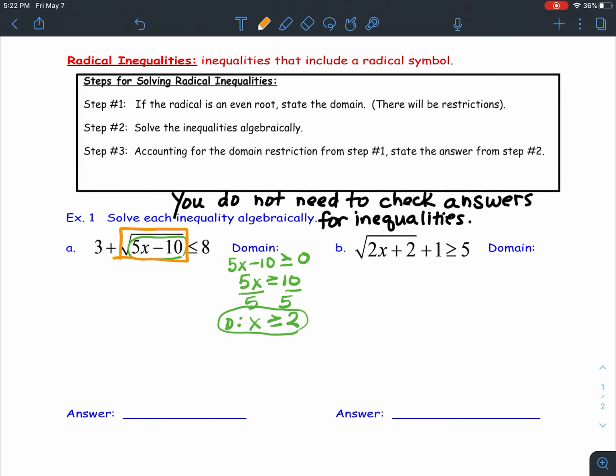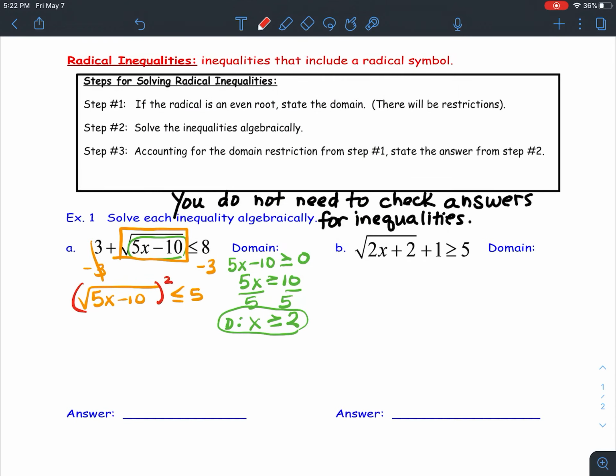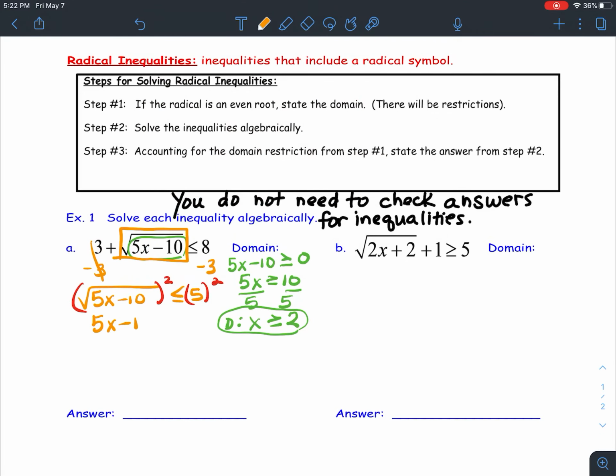I'm going to go ahead and put a box around the radical symbol. I'm going to go ahead and isolate that. So I'm going to subtract 3 from both sides so that the only thing on the left side is the radical symbol. Okay, I'm then going to remove that radical symbol by, since it's a square root, squaring both sides. That leaves me with 5x minus 10 on the left is less than or equal to 25 on the right. Keep going with solving this for x until I get down to the end here and I get that x is less than or equal to 7.